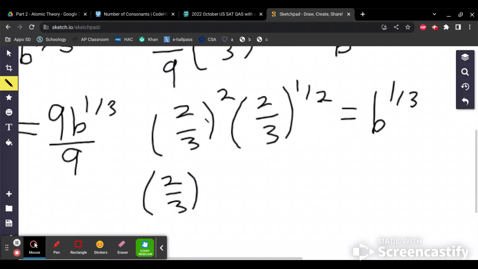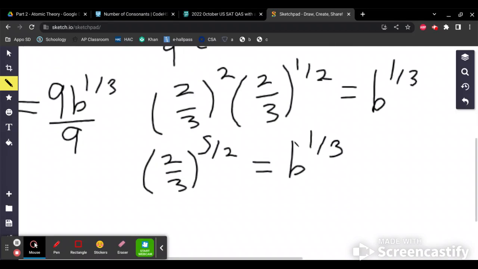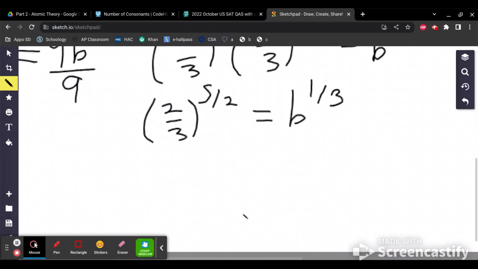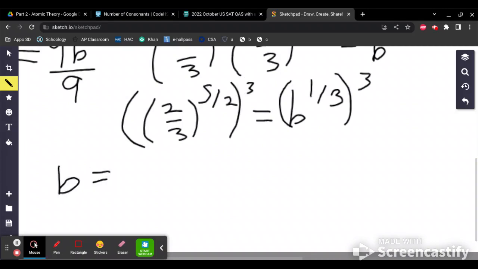So 2/3 to the power of 2 plus 1/2, which is 5/2 if you do the fraction addition there, equals b to the 1/3. Now we want to cube both sides to make sure that we can isolate b by itself. So this cubed, we get b to the first power, so just b, equals 5/2 times 3, which is 15/2. We get b equals 2/3 to the 15/2 power.